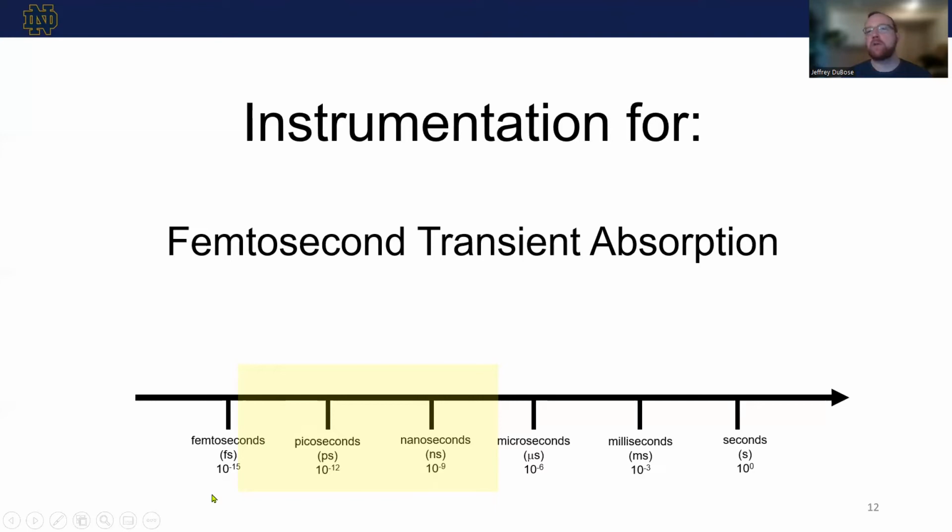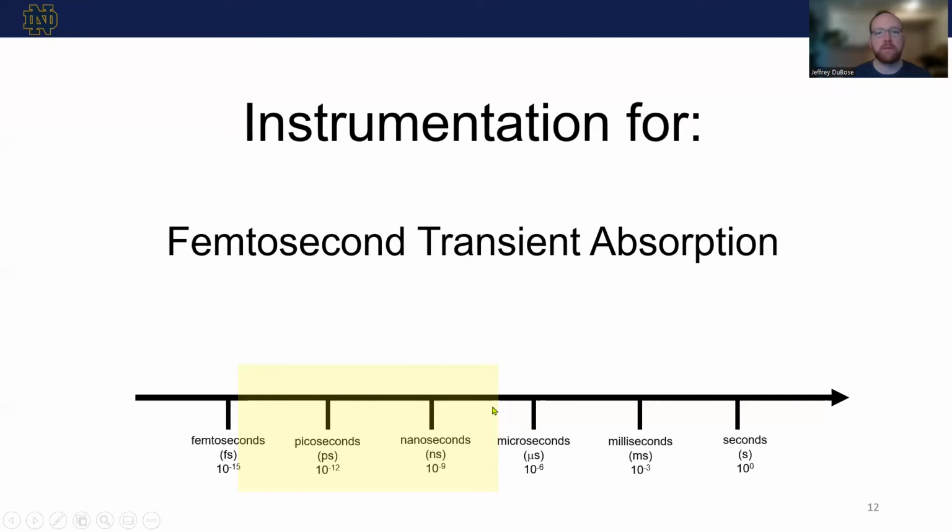That allows us to see from the many femtosecond timescale all the way out to picoseconds and nanoseconds. In some cases, we can get a little bit into the microsecond time scale, but you'll have to use different techniques for that. Essentially, this allows us to see on a much shorter time scale than the flash photolysis experiments.